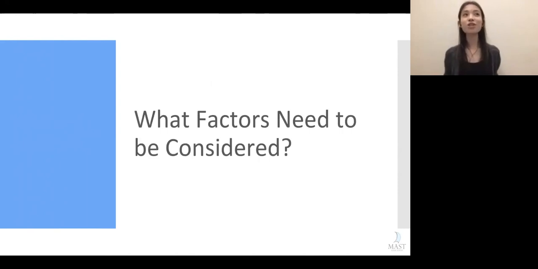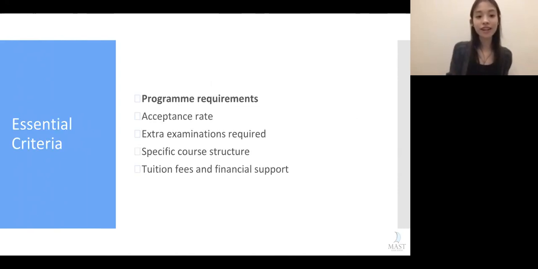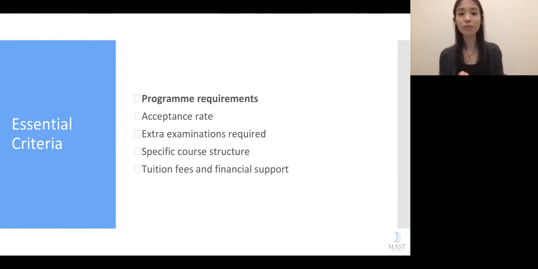So after talking about all that, how do you pick your university? What factors do you need to consider? That's the most important part, right? I've split all the criteria that I thought about into essential and recommended criteria. In essential criteria, firstly, obviously, you have to look at the program requirements.